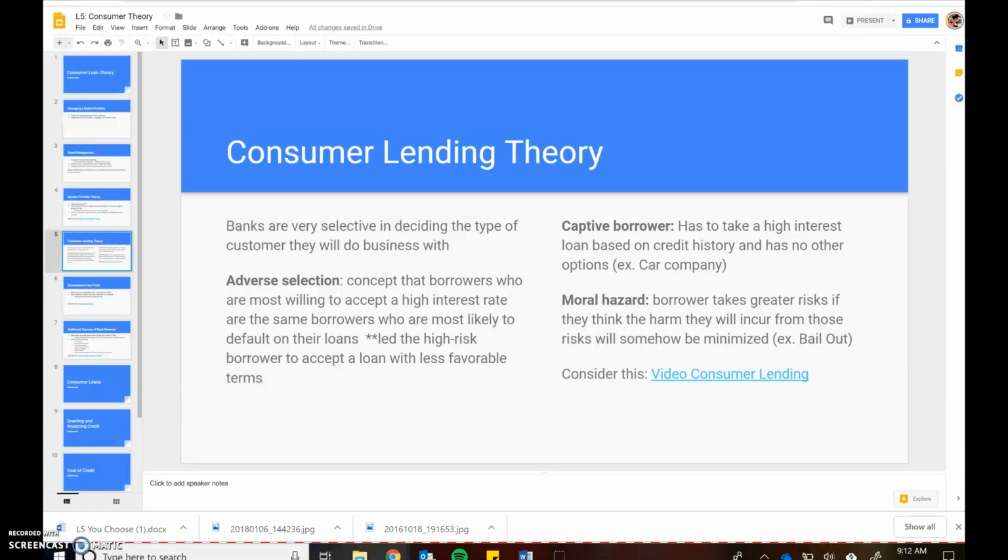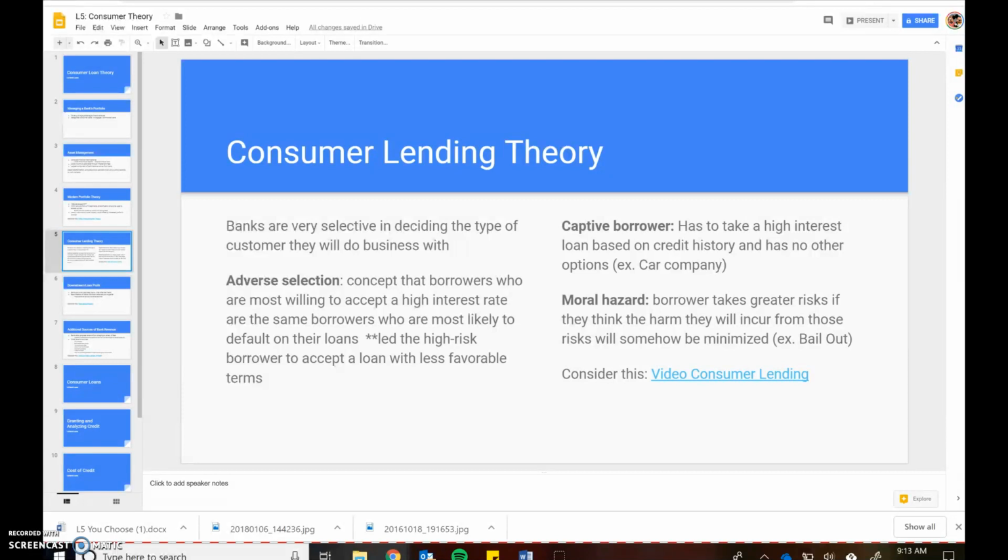But because they are very passionate about their business idea and they really want to start the business, they may think that this is okay. They believe so strongly in their idea that they are willing to risk other assets to get the startup capital. They will gladly pay 12% interest, even though no similar loans are available for 8%. The bank is unsure about their profitability because it's a new business. So adverse selection led the high-risk borrower to accept a loan with less favorable terms.